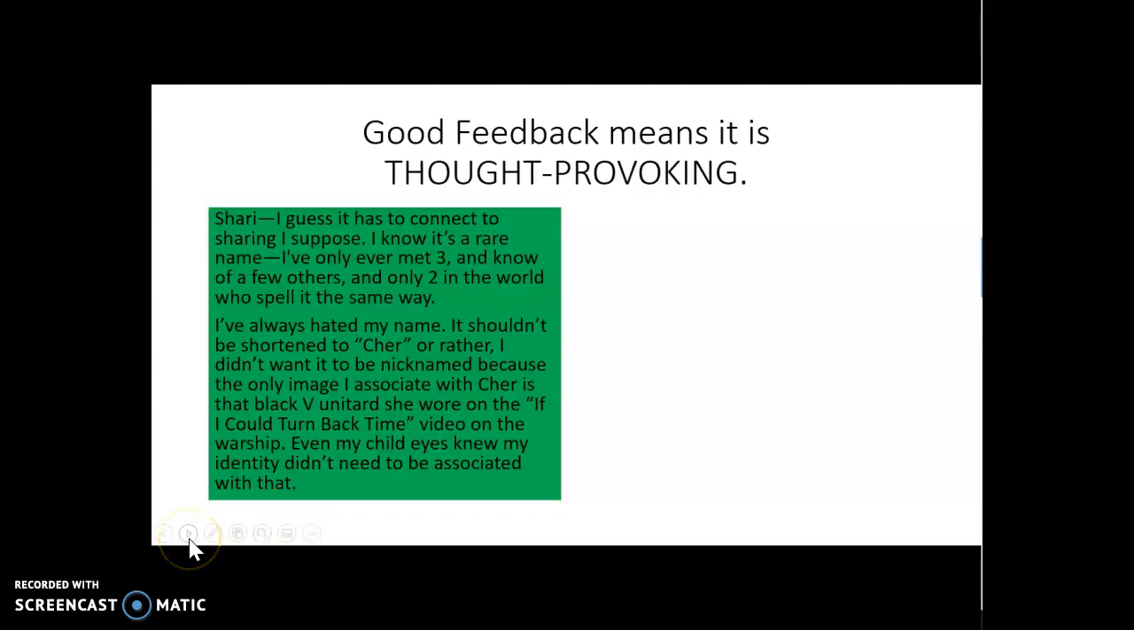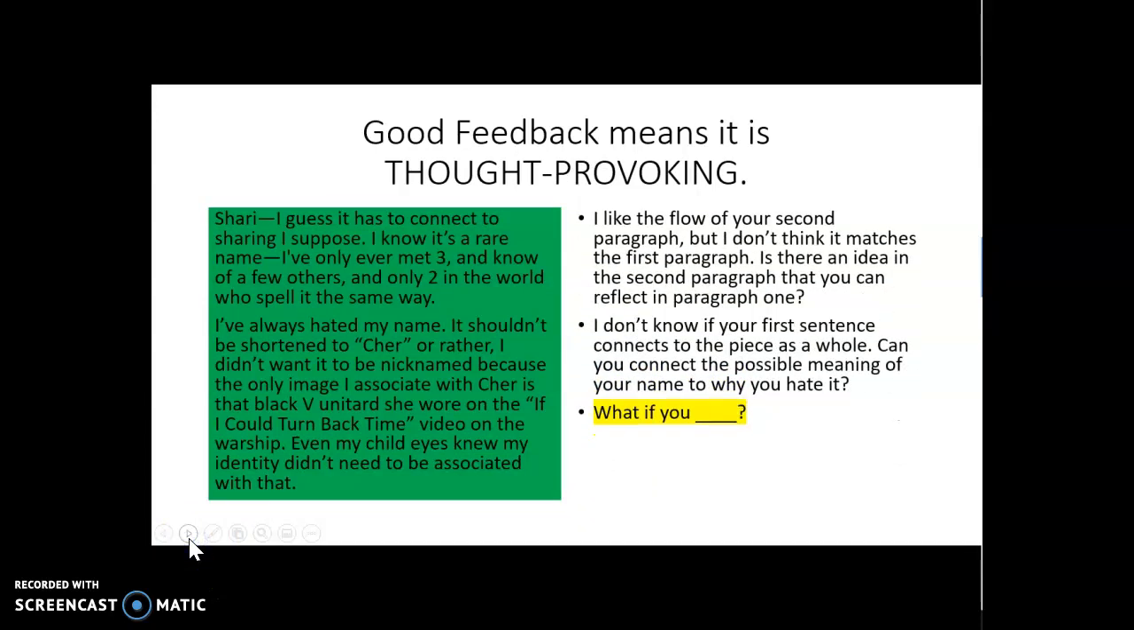Another thing that feedback should be is thought-provoking to me. Most of the time this can be posed in question form. That's the easiest way to make the writer think. But I wanted to show you some examples here of a thought-provoking revision piece of feedback. So they're identifying in this first one that these 2 paragraphs don't seem to flow the same way. They don't seem to match. So by asking this question, is there an idea in the 2nd paragraph that could be put in this 1st paragraph? It's going to make me sit back and think about that.